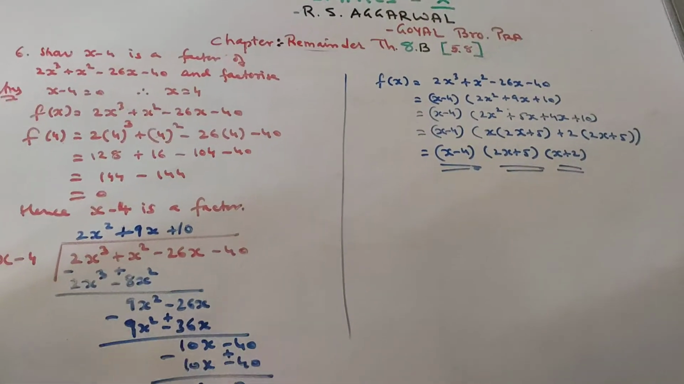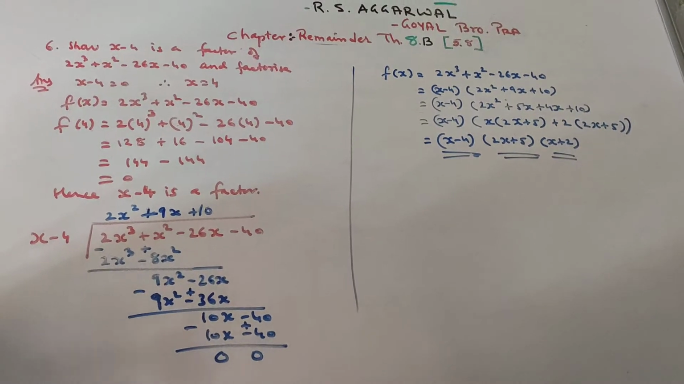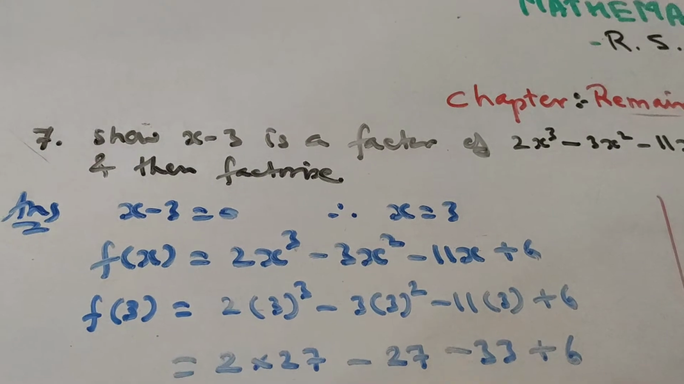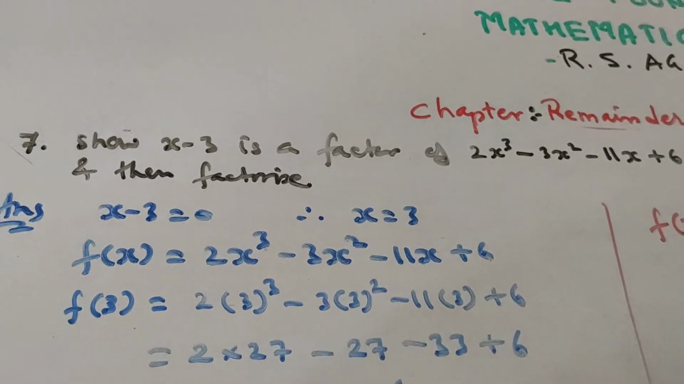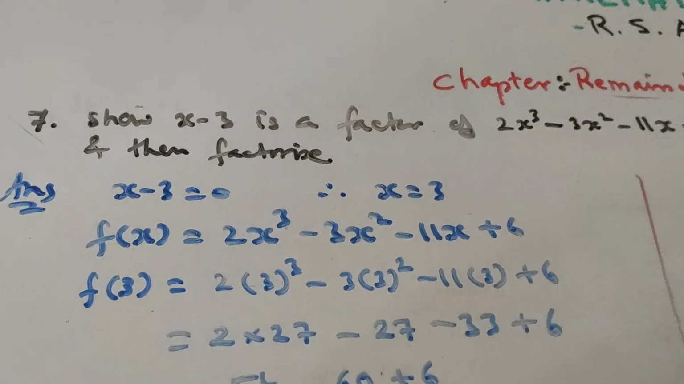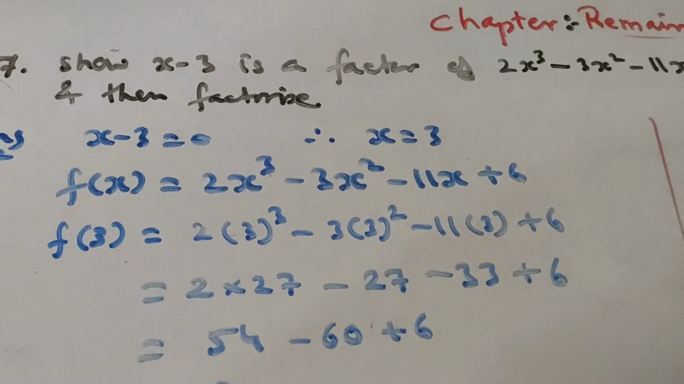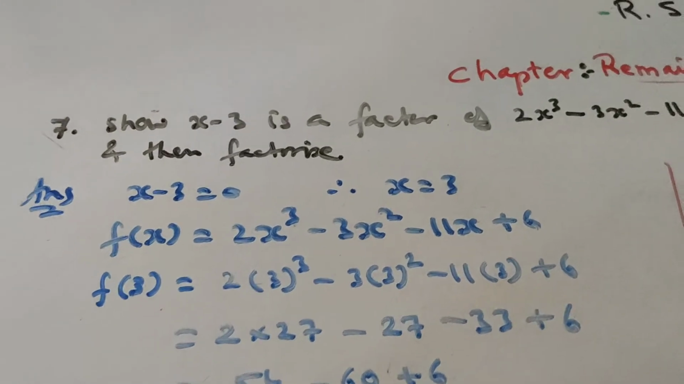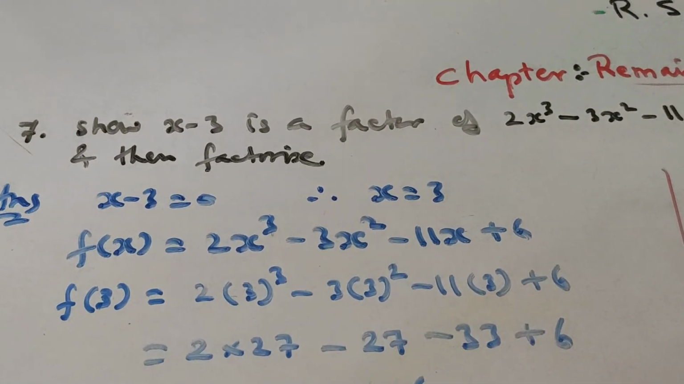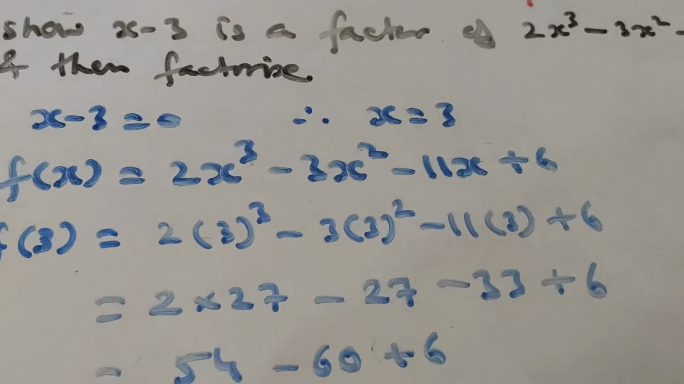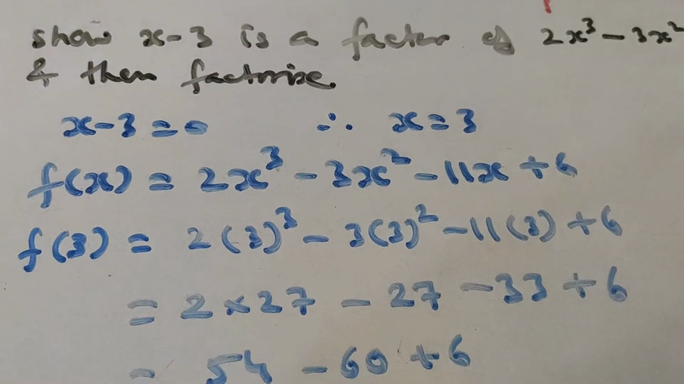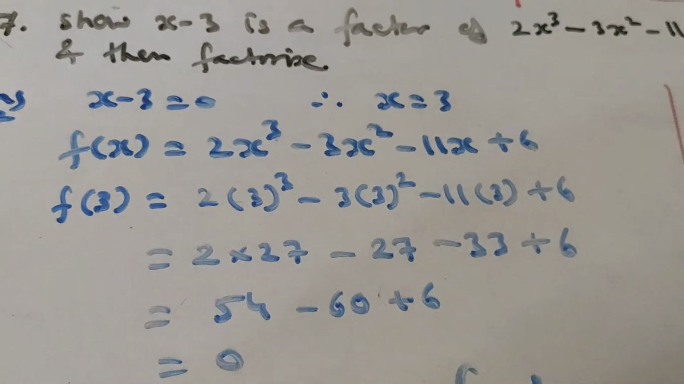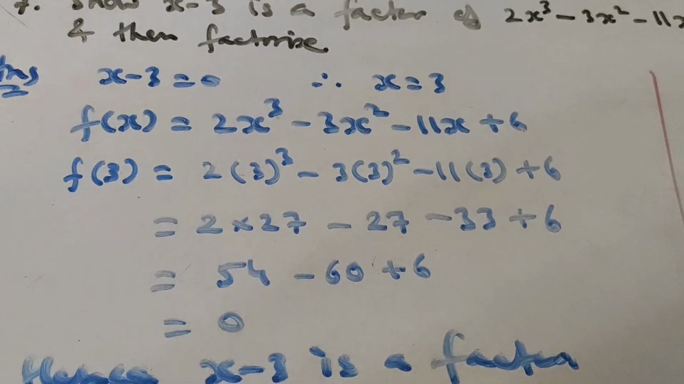Let us move on to sum number 7. So here, the 7th sum. x minus 3 is a factor of 2x cube minus 3x square minus 11x plus 6, and then it is asking us to factorize. Same method that we have done in sum number 5 and 6. So here the answer: x minus 3 is equal to 0, therefore x equals 3. f(x) is equal to 2x cube minus 3x square minus 11x plus 6. f(3), placing the value of x as 3 and simplifying it, we are getting 0. Hence x minus 3 is a factor.